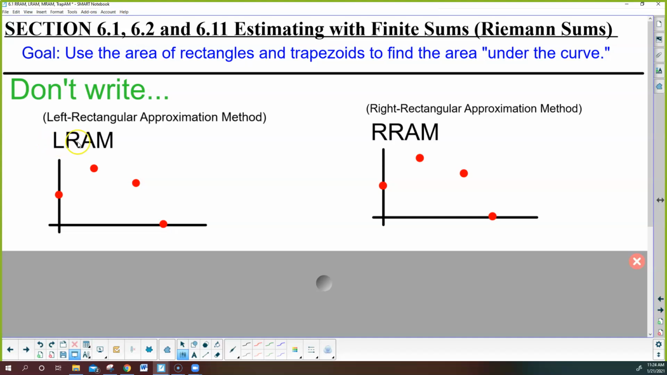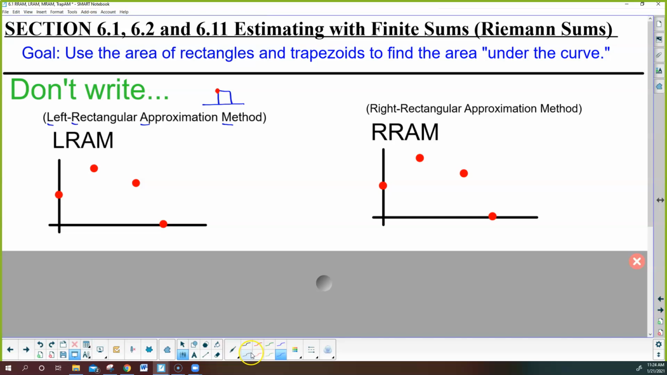We have things called LRAM, which stands for left rectangular approximation method. And when I see that, what it means is we're going to draw rectangles from the x-axis up to the points. And when we talk about the left endpoint, we're going to be using the left side. So let me just show you what a left rectangular approximation would look like.